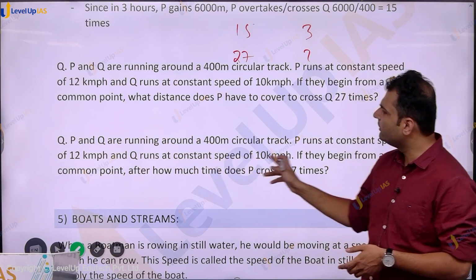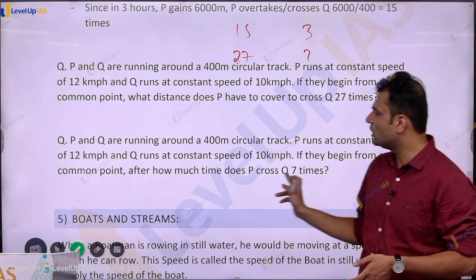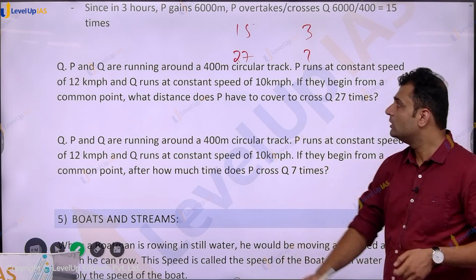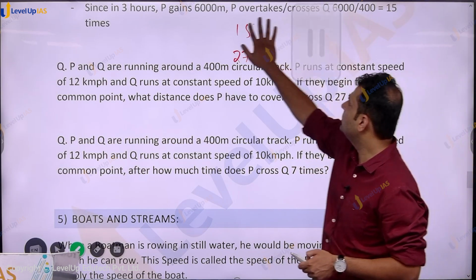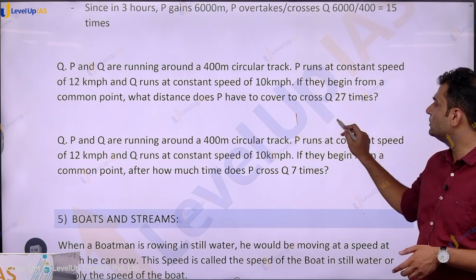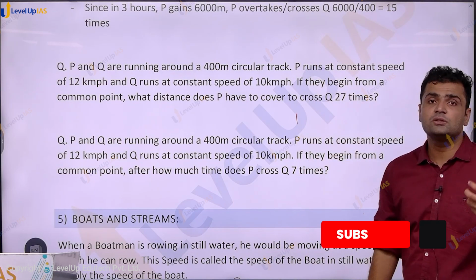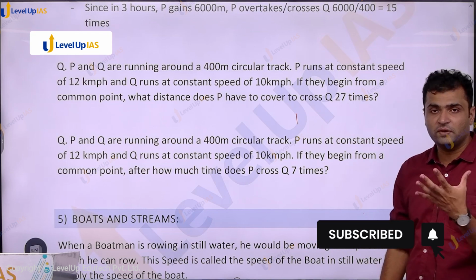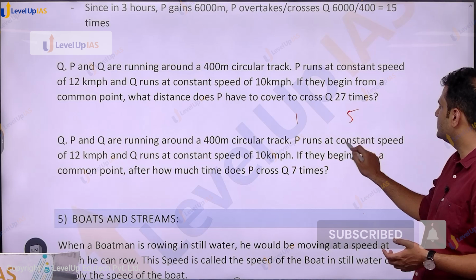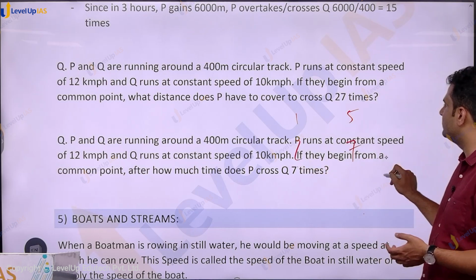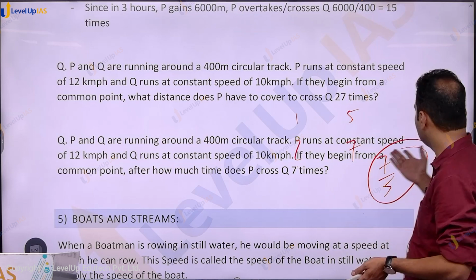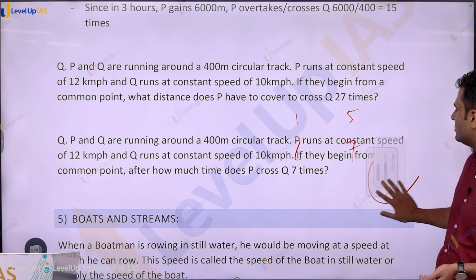Next, again every data is same. If they begin from a common point, after how much time does P cross Q 7 times? What we have: in 1 hour, P travels 2 kilometers extra. 2 kilometers is 5 rounds extra. So in 1 hour, 5 times crossing. Question is 7 times crossing in how much time? So it is 7 by 5 hours. Simple. Which is 84 minutes. That much time would be required.